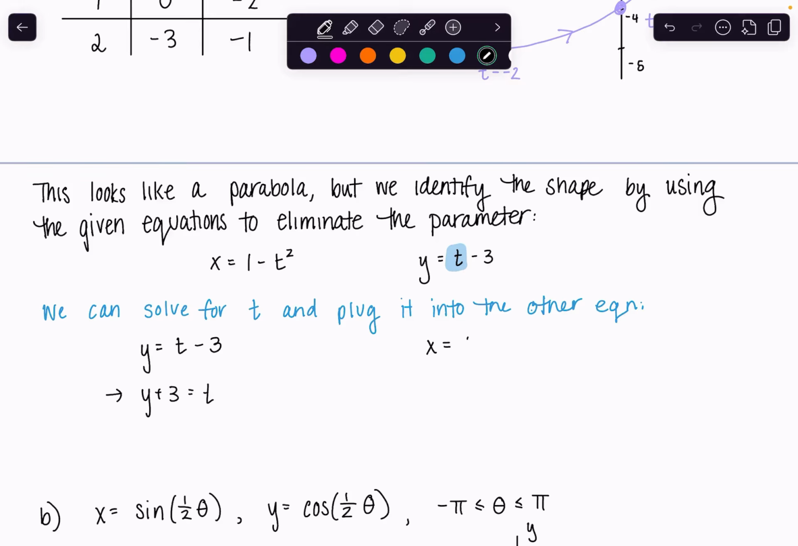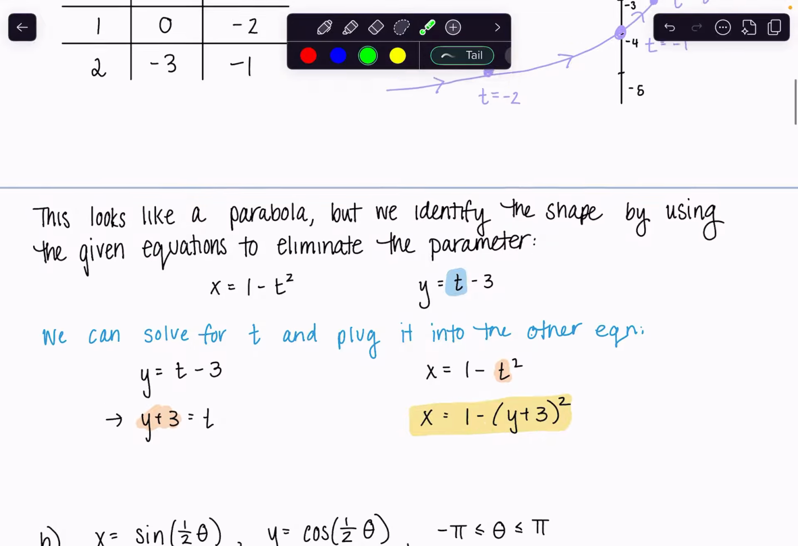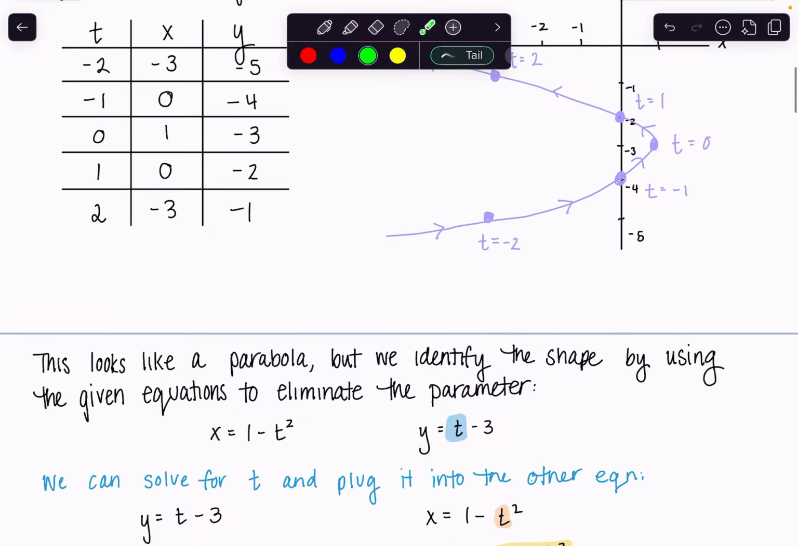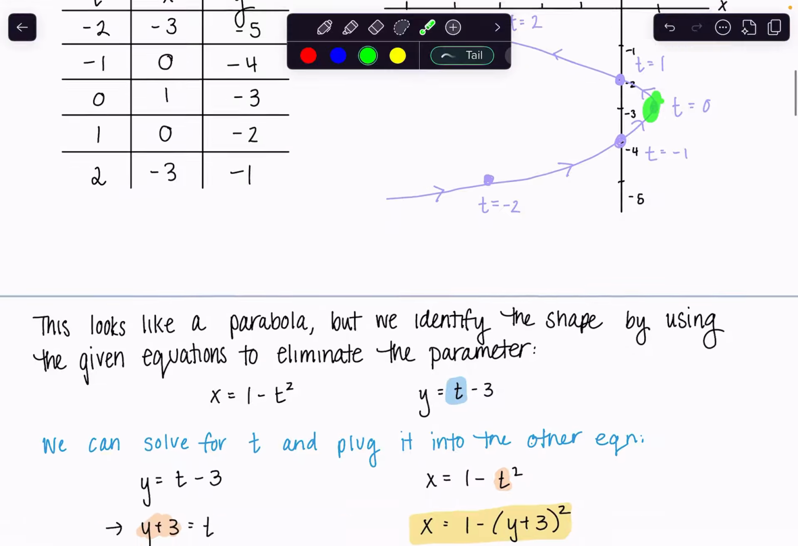So since my x is 1 minus t squared, I'm going to plug in t as y plus 3. So my x is equal to 1 minus (y plus 3) squared. And that indeed is going to be a sideways parabola. You can rearrange this if you want. But that minus tells you it's open to the left, and then these values just shift it to give you a vertex at (1, negative 3).